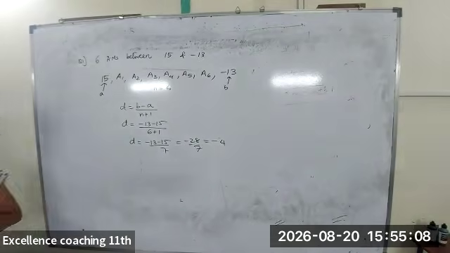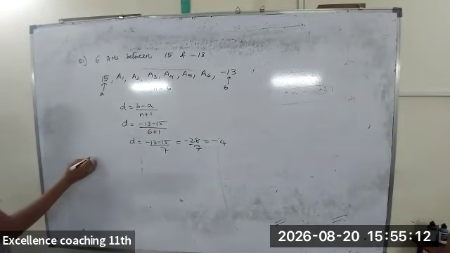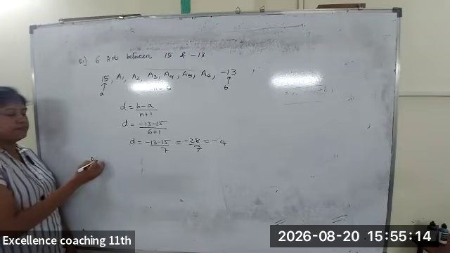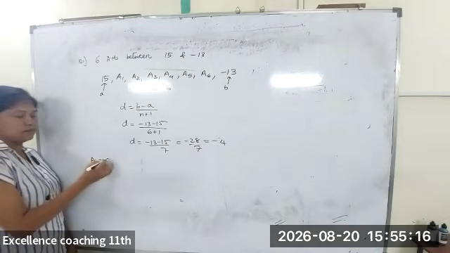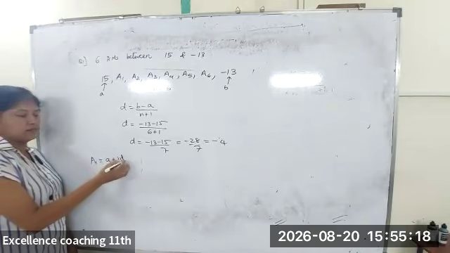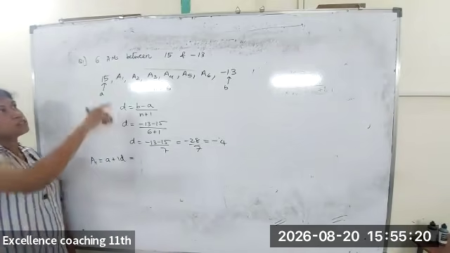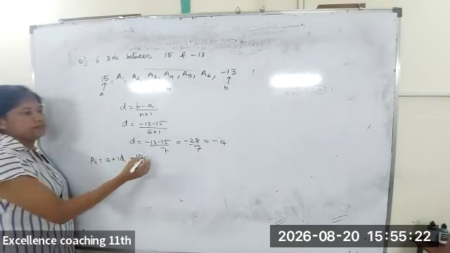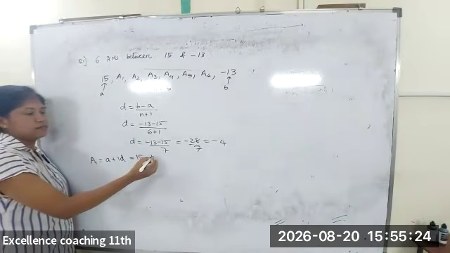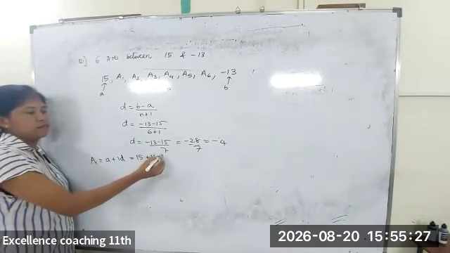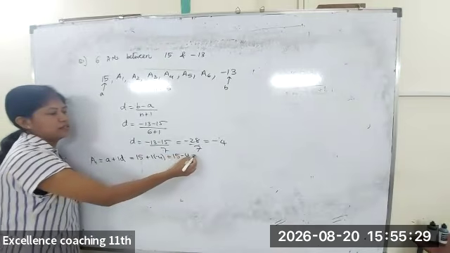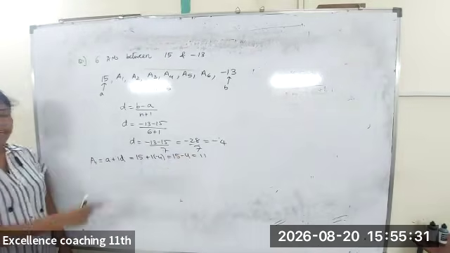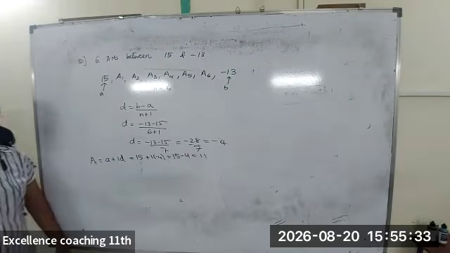How much D are you getting? Minus 4. Start calculating. First is what? 15. Directly also you can do this. D value put it as minus.